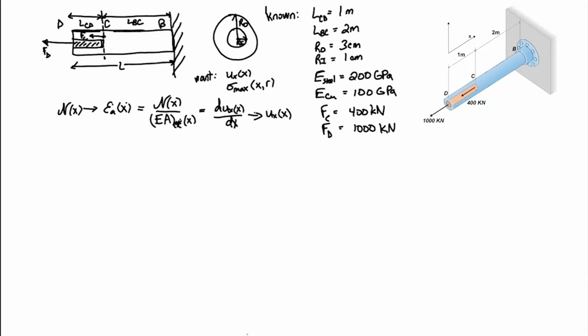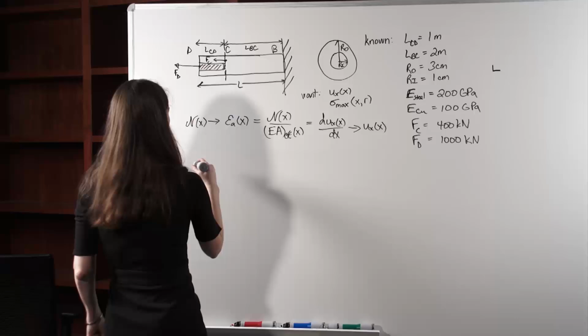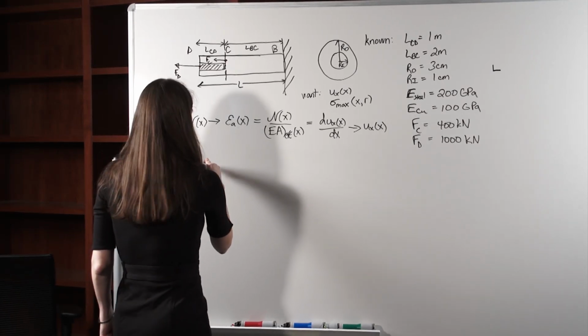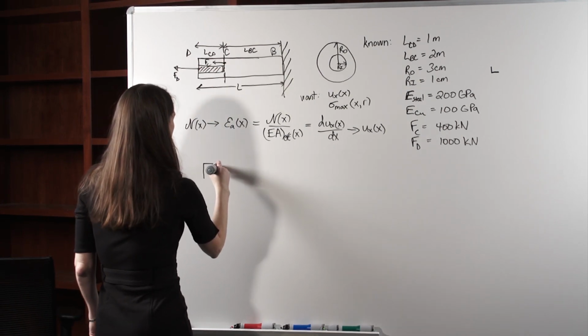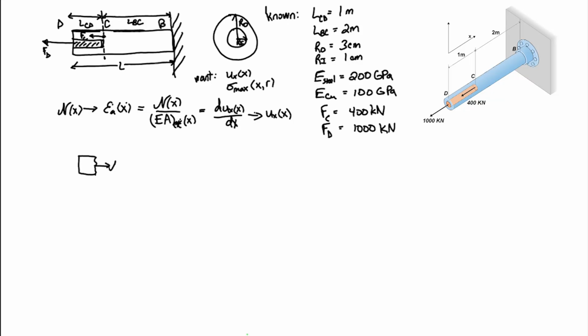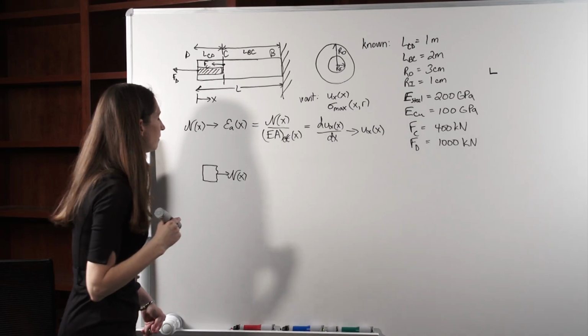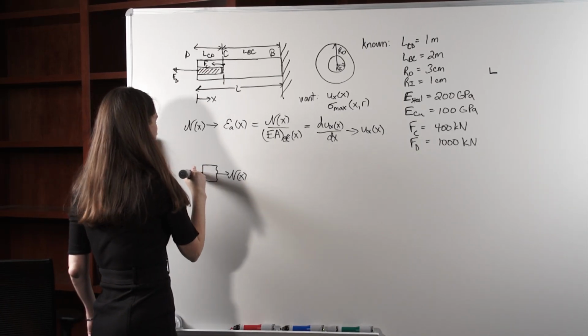Okay, so to find n of x, we just need to make two cuts in our bar, right? So let's start with this end of the bar. So I'm going to do section CD. I'm going to make a cut right in the middle of CD. So I have my axial force coming out in this direction, which is the positive x direction, which reminds me I didn't label that on my drawing. Let's put that back up here. So this is going to be our x-axis. Okay, and then we only have force Fd coming from the end of the bar.